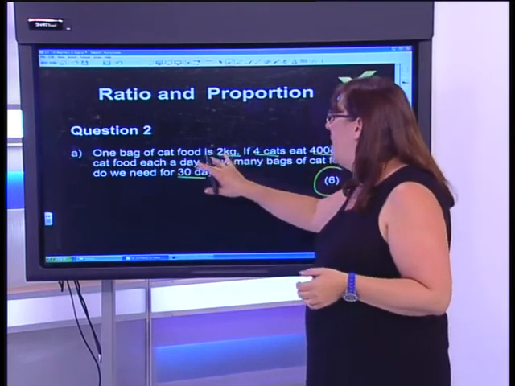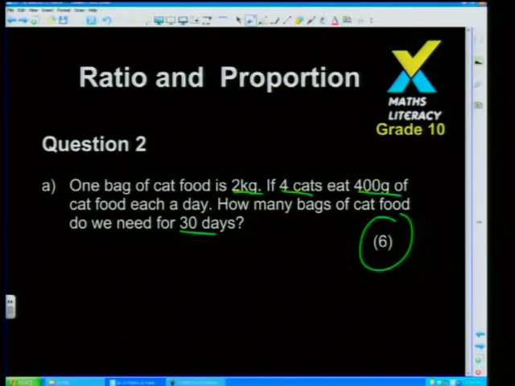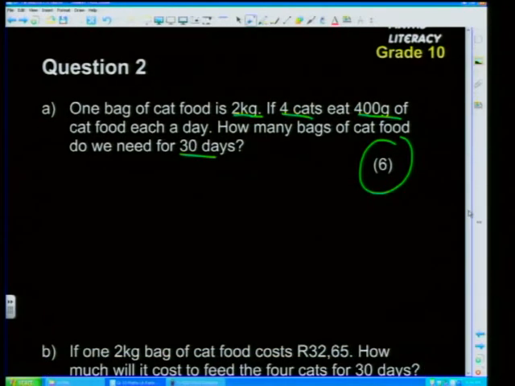So 1 bag of cat food is 2 kilograms. 4 cats eat 400 grams each a day. So first let's work out how much cat food the cats eat in a day. So we've got 4 cats, and each cat eats, so we've got 1 cat that eats 400 grams.